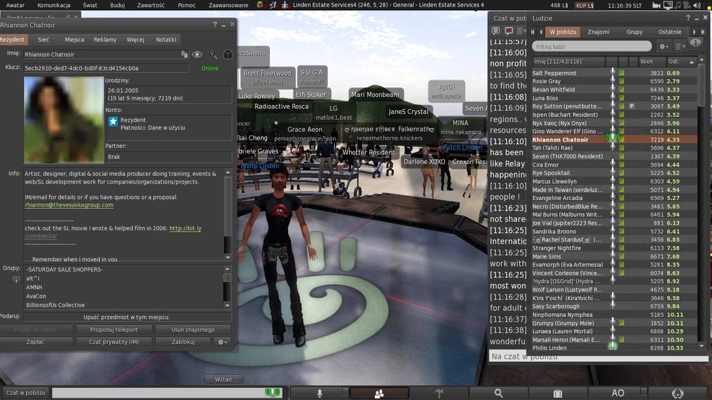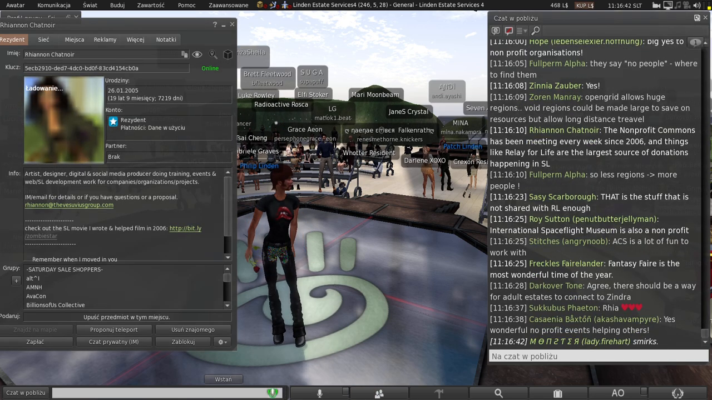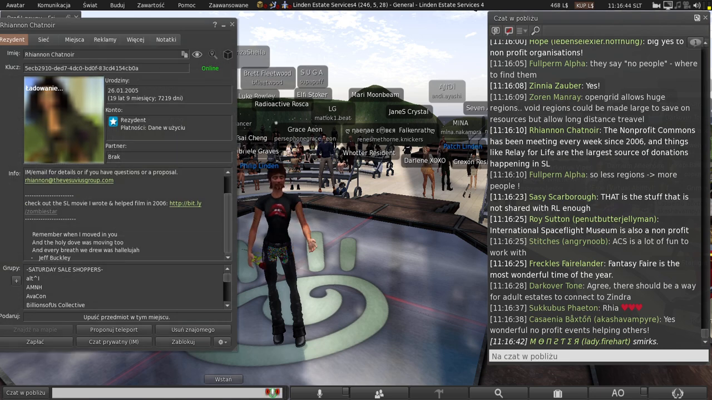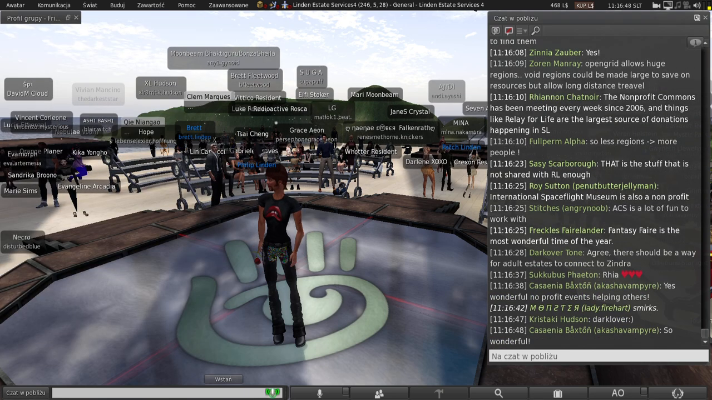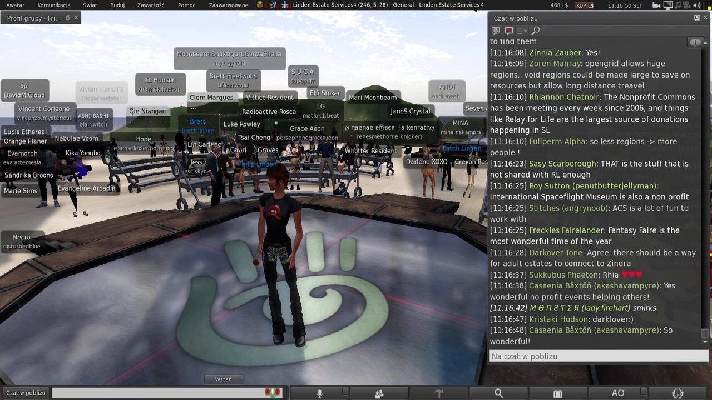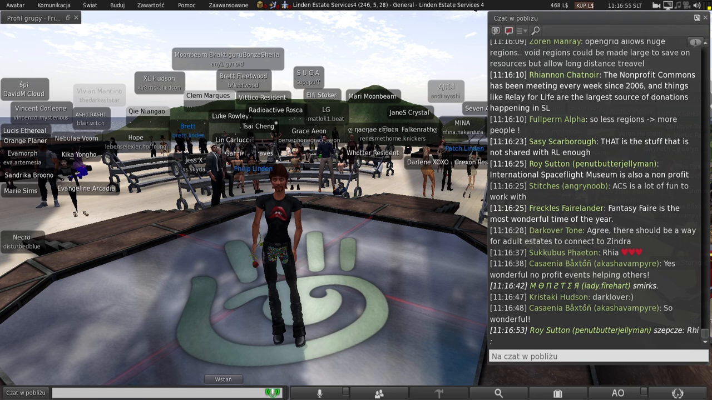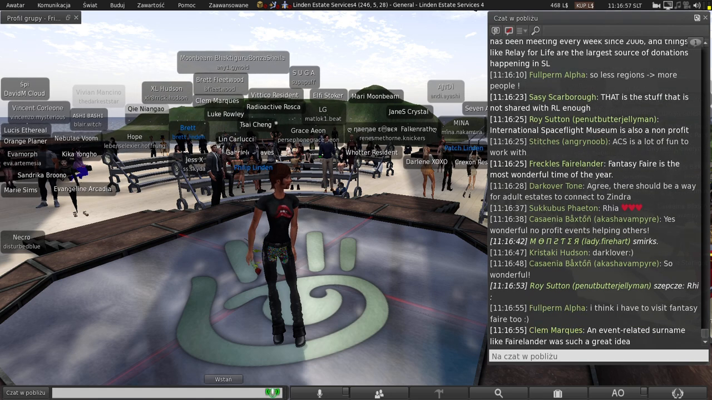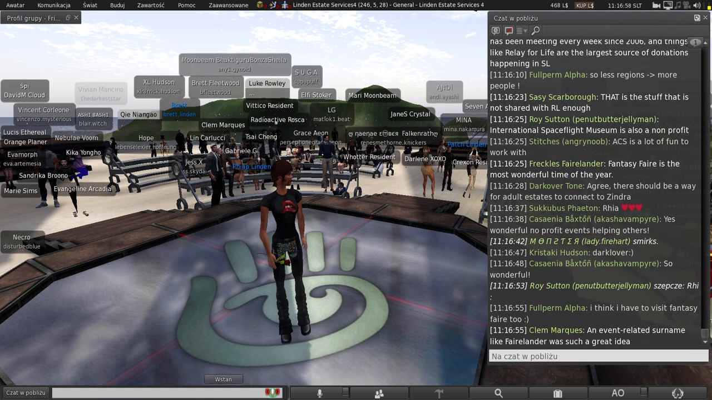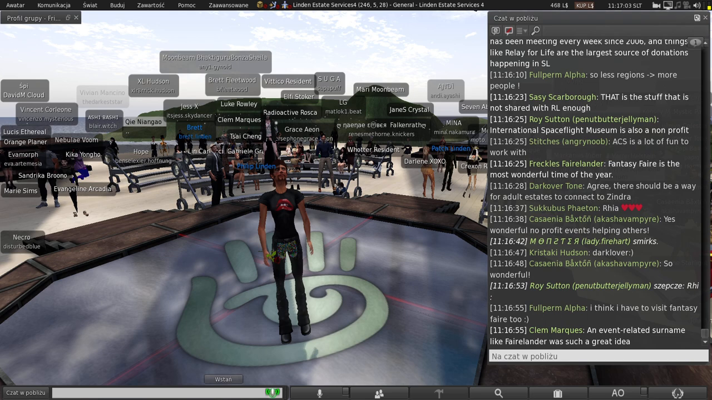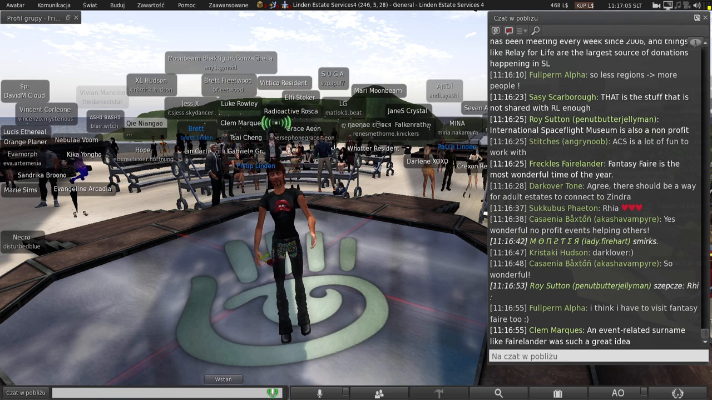NPC has been still meeting every week since that time. I mean, of course, Susan founded it, but then we created a nonprofit to pick up the Second Life Community Convention, AvaCon. So we ran the last two, myself and others, and then we also used that nonprofit to take over Nonprofit Commons and fiscally manage that too.